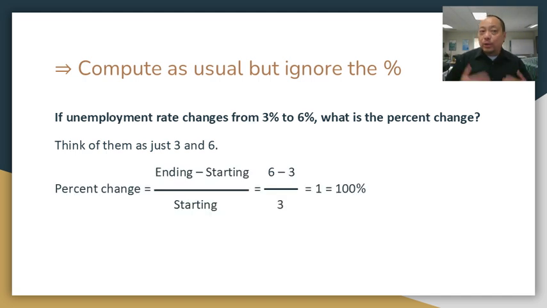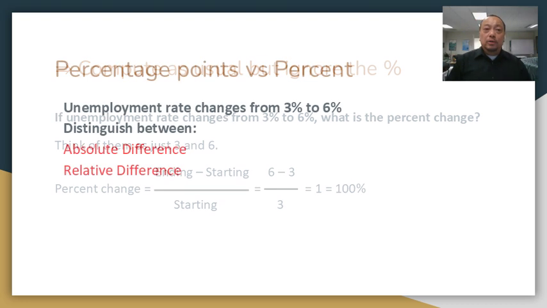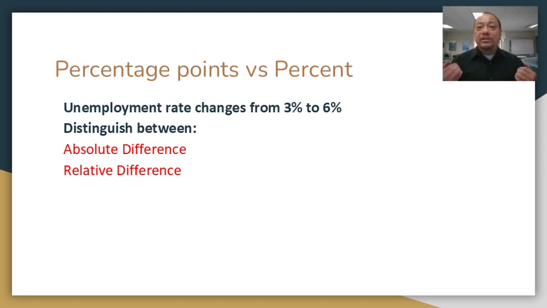Here we go. If we think of them as just 3 and 6, we can plug it in the formula. Percent change equals ending minus starting, whole thing over starting. That equals 6 minus 3 over 3 equals 1, which in percent form is 100%. Correct answer.